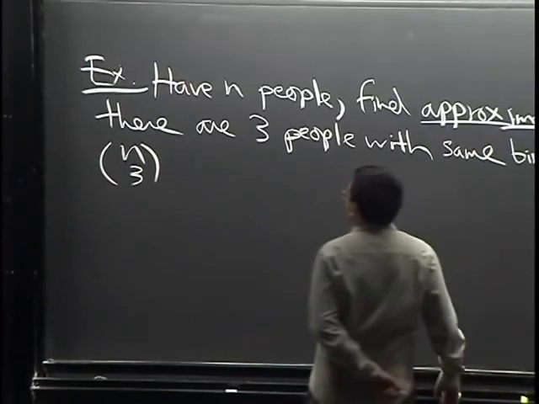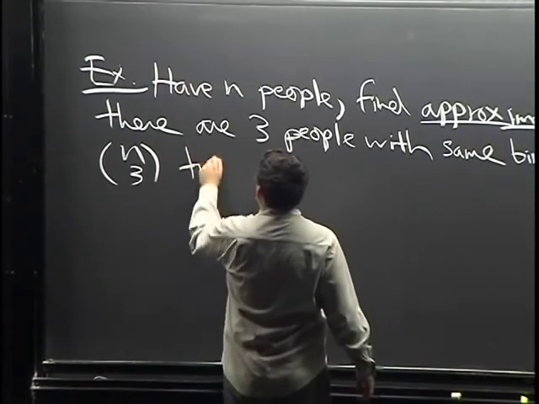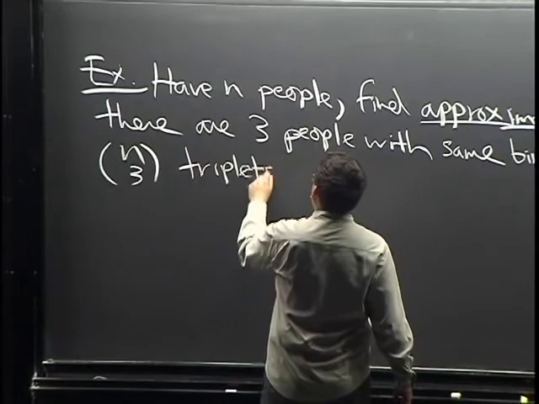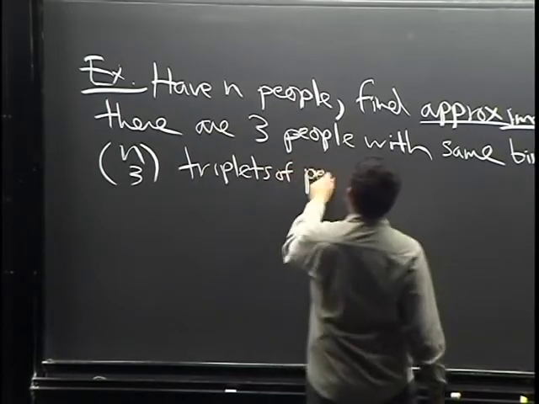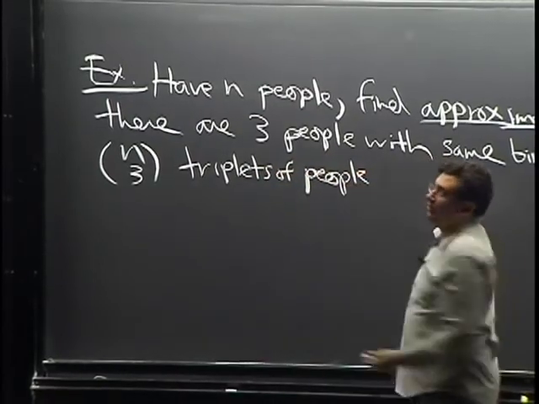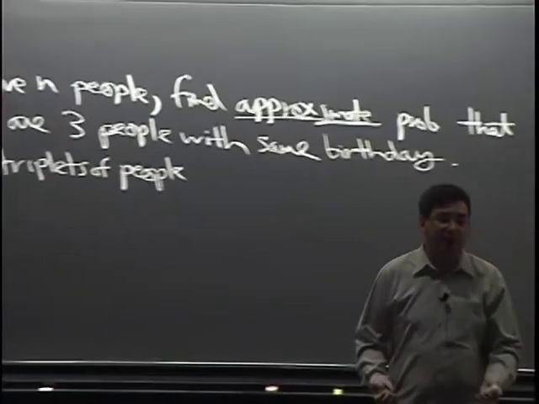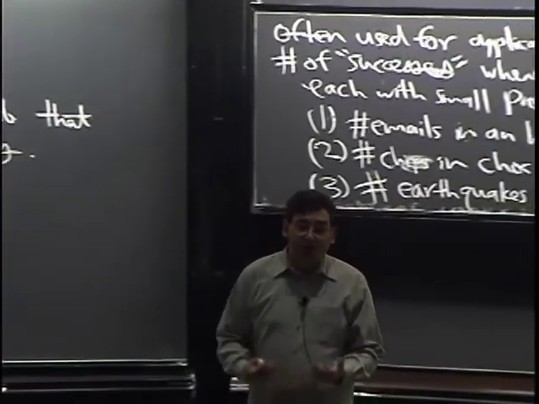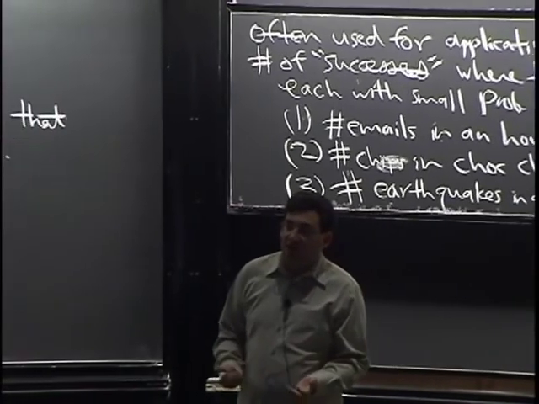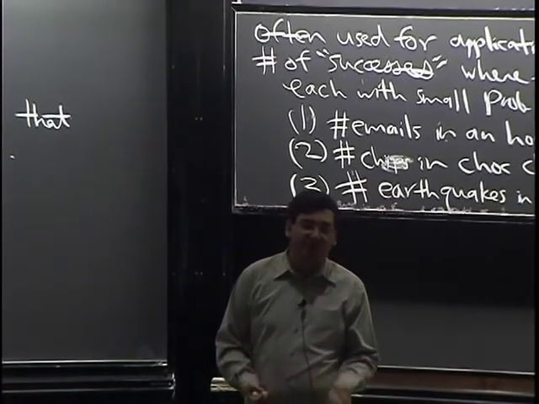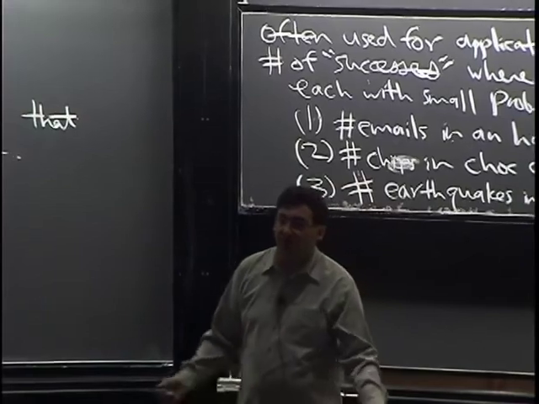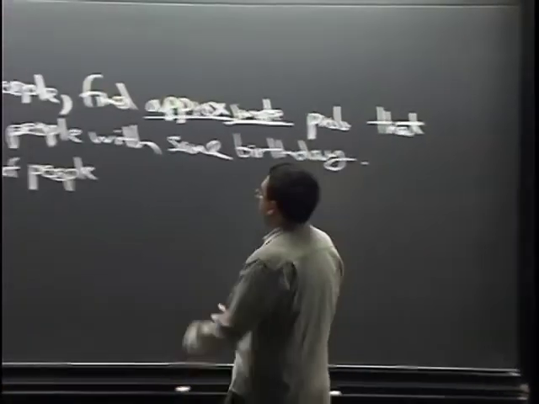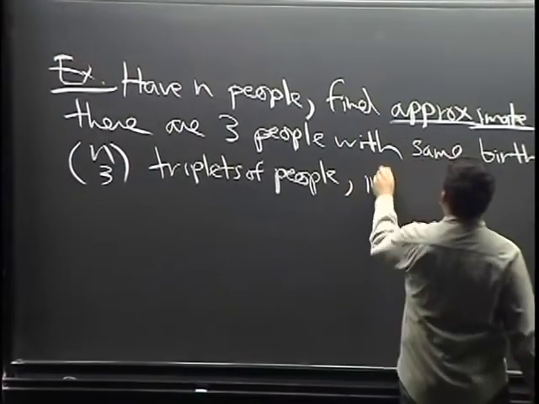Okay? So there are n choose 3 triplets of people, right? Assume that the people, as usual, are labeled as 1 through n. Take any subset of 3 people. I call that a triplet. For each triplet, you can ask the question, does that triplet have the property that all 3 of them have the same birthday or not? Right? So we would create an indicator random variable for each one.